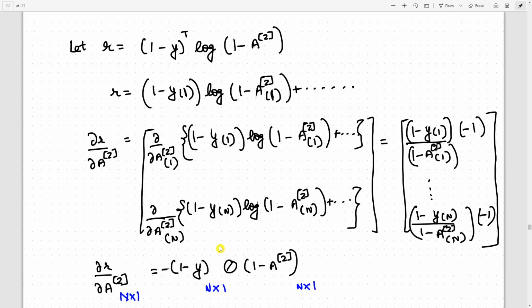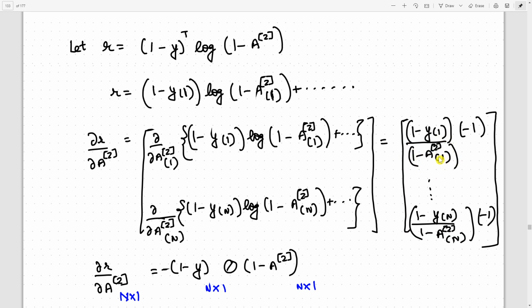Now let's repeat the same thing for the second term in the expression. The second term was r equal to 1 minus y transpose logarithmic of 1 minus a2, and you can again expand this out in a similar format and compute the gradient with respect to a2. For the first row, the only term containing a21 is the first term in the expression for r, and the gradient comes out as 1 minus y1 divided by 1 minus a21, times a minus 1. Written vectorially as before, there is a minus 1 term times 1 minus y element wise divided by 1 minus a2.